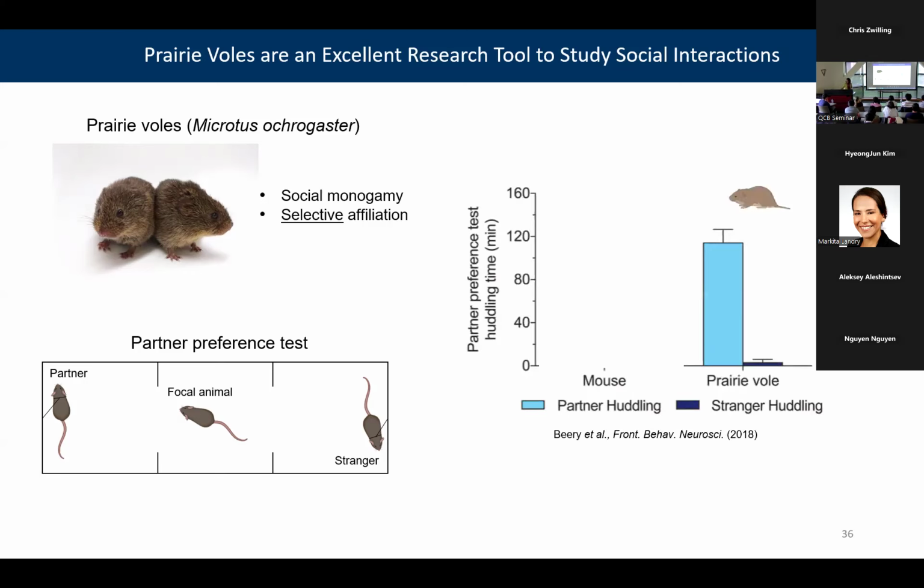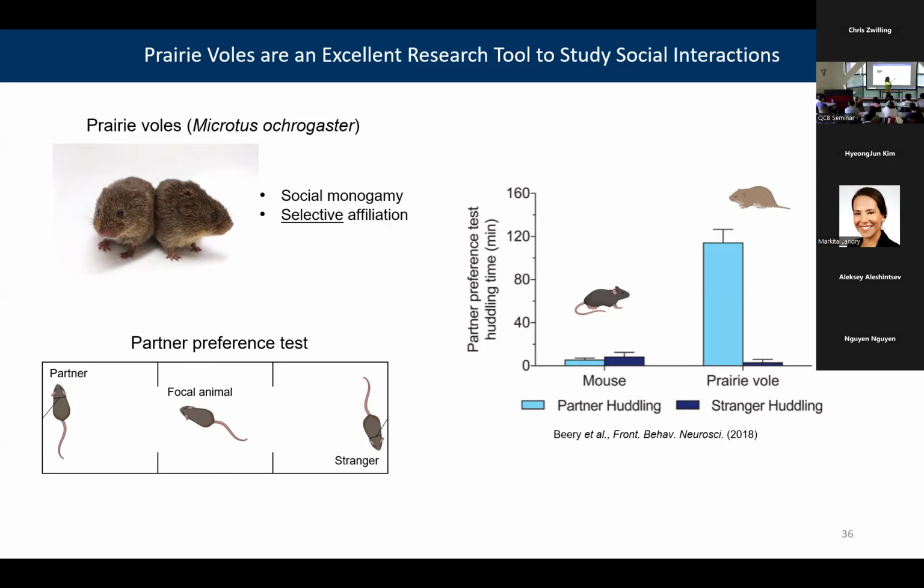And just to give you a reason for why it is that we work with voles specifically, these selective affiliations and non-reproductive partnerships are only exhibited in about 9% of species. So friendships that you and I form are actually quite rare. So there are very few animals that we can use to study this.